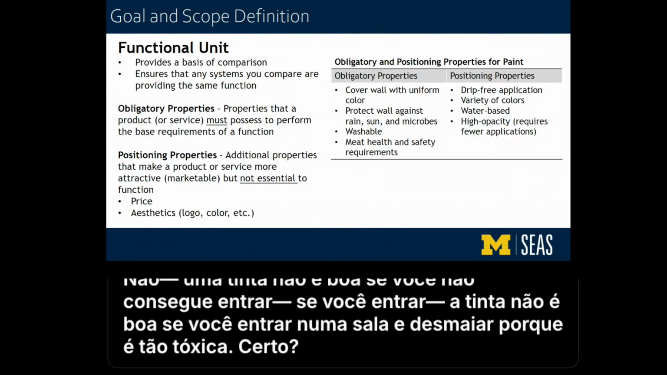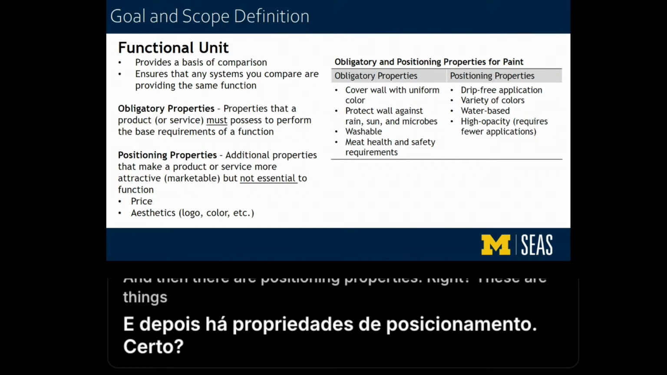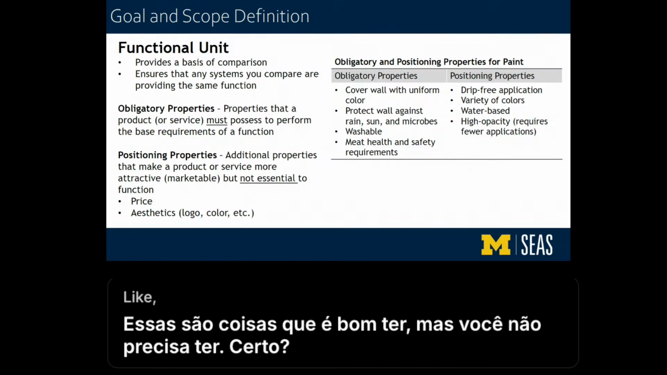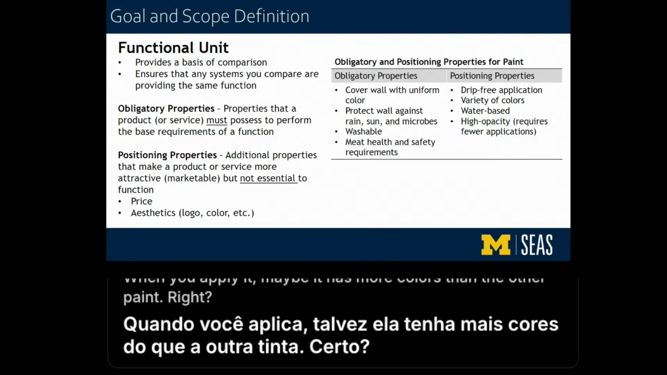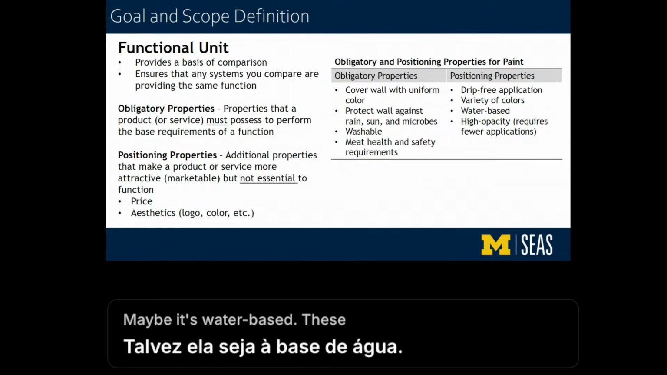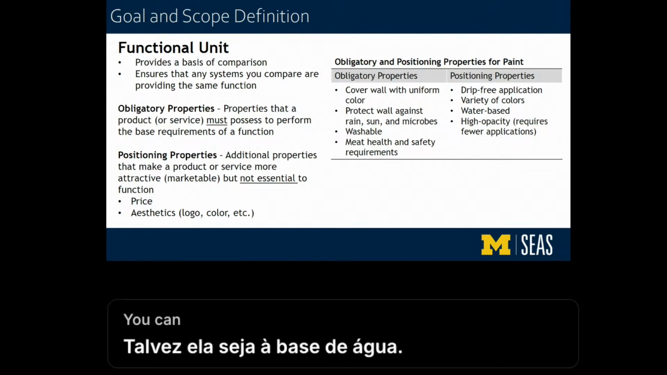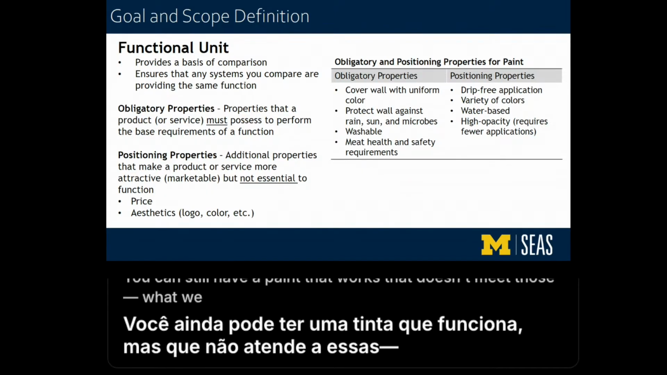And then there are positioning properties, right? These are things that are nice to have, but you don't need to have them. Like, it doesn't drip when you apply it. Maybe it has more colors than the other paint. Maybe it's water-based. These are nice things, but you don't need to have them. You can still have a paint that works that doesn't meet those, what we call positioning properties.